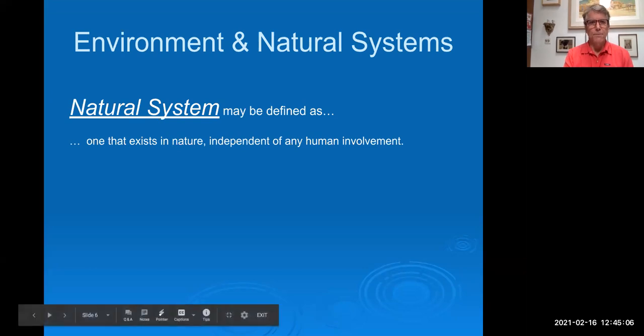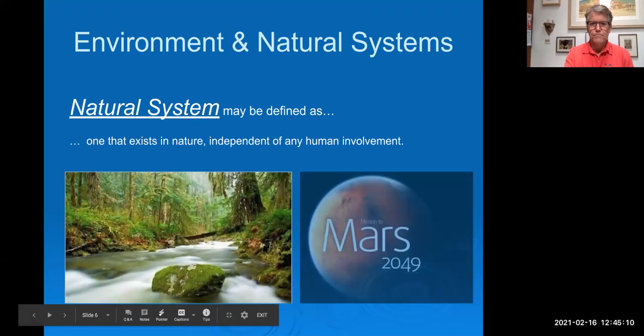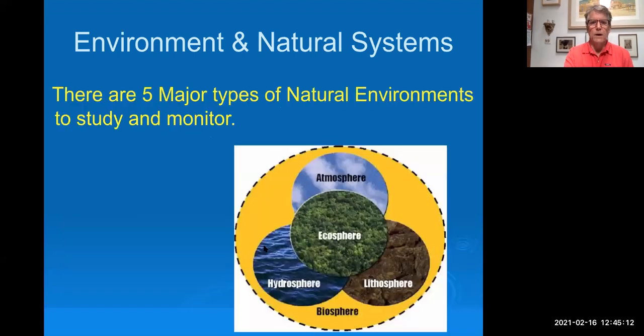Let me pop through these to get us to where we belong. There we are. There's our 5 types of natural environments to study and monitor. Atmosphere is the air, hydrosphere is the water of our planet, the ecosphere is the area in which things live. So from the bottom of the Marianas Trench to the top of Mount Everest involves the ecosphere.